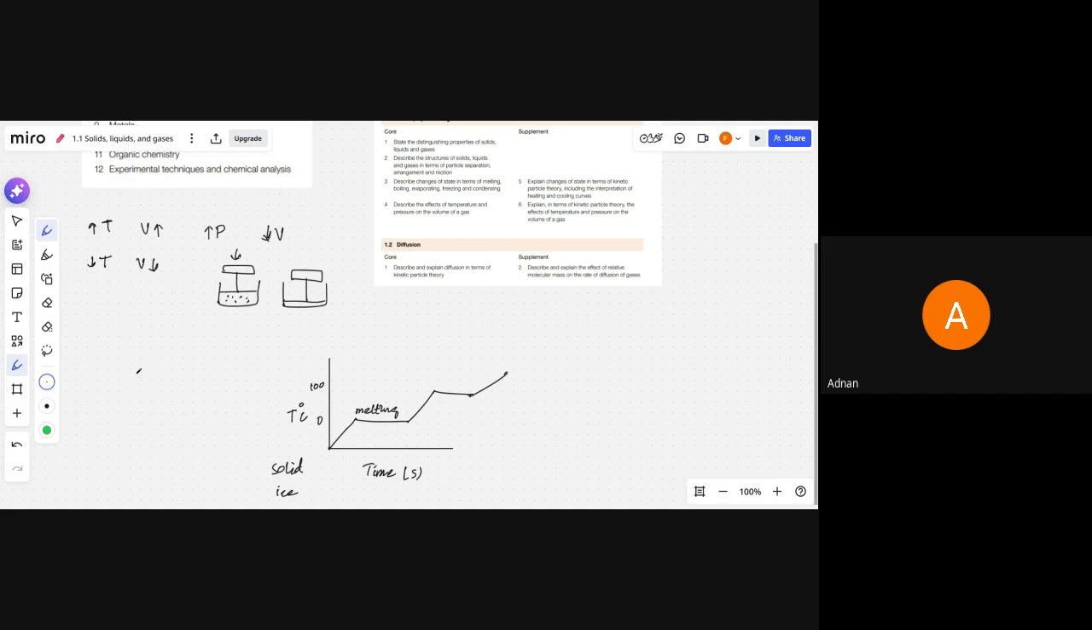Let's say you have a block of ice at 0 degrees Celsius, and you're heating it. The temperature of this block of ice will not rise. This may be surprising, but this is how it actually is.